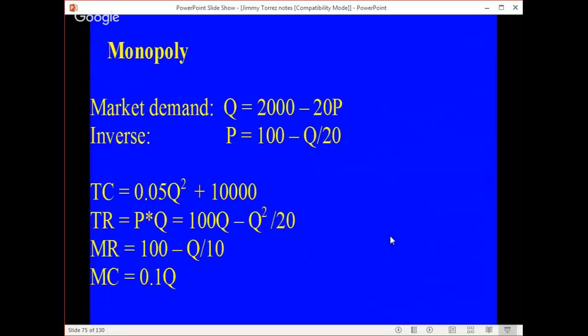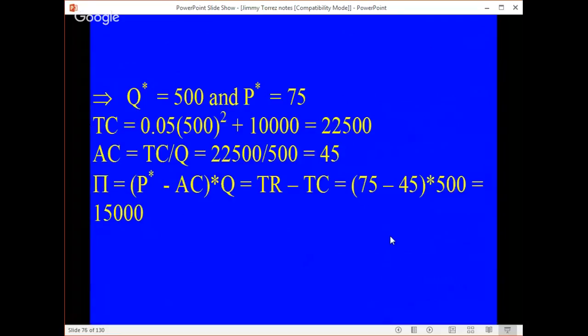Then all I have to do is plug 500 into my inverse demand curve. So I get 100 minus 500 divided by 20, which is 75. And lo and behold, that's exactly what we had. Q is equal to 500, P equal to 75. I plug in 500 into my total cost function to get total costs.